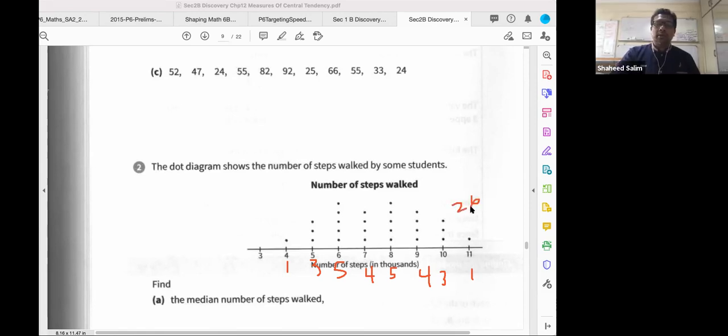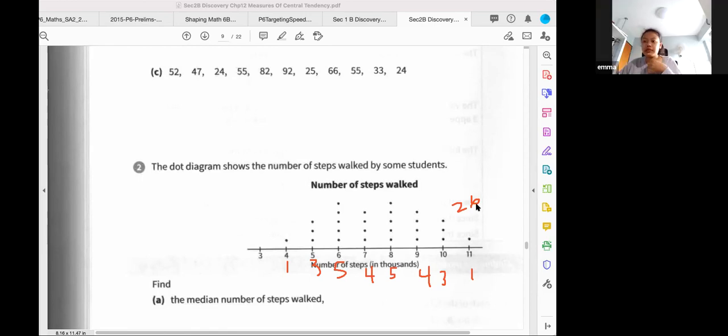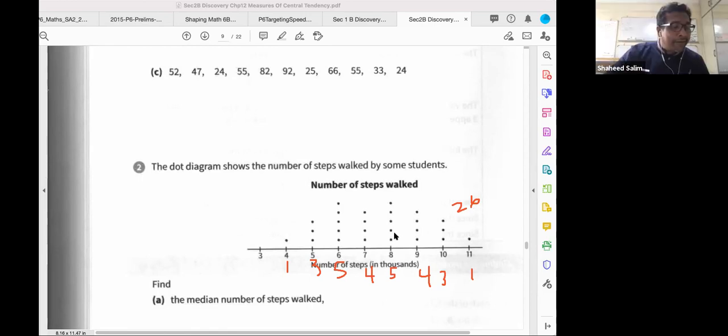Okay, so 26. So use a formula to find the middle position. Frequency plus 1 divided by 2. That gives 13.5. Is it 7? 1, 2, 3, 4, 5, 6, 7, 8, 9, 10, 11, 12, 13. 13.5. So between 7 and 8, this is correct. You plus 1, right? Then divide by 2, right?